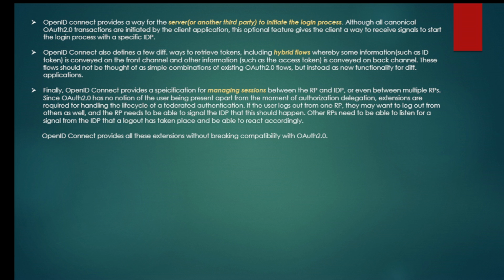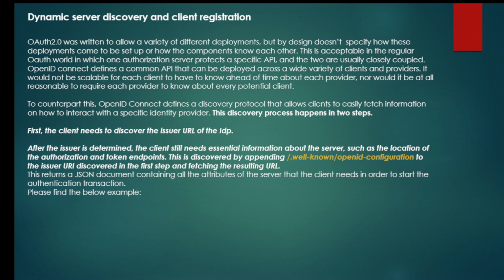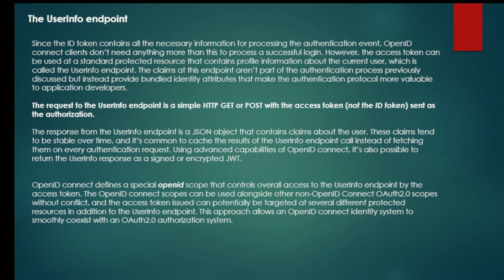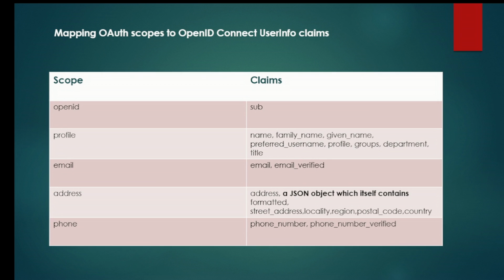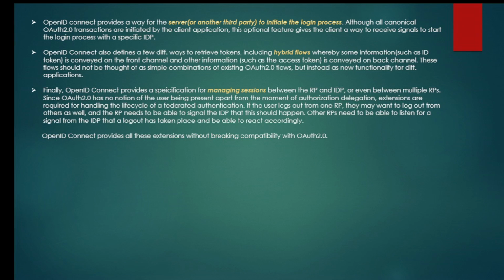So in this OpenID Connect discussion, we tried to understand why this is built on top of the OAuth 2.0 layer, and then we need to understand the ID token, the UserInfo endpoint, scope, and the scope mapping part. Then we talked about compatibility, advanced capabilities, dynamic server discovery and the client registration part. These are all very important, and let me show you the discoverable URL to get all the endpoints, and then I'll show you a diagram.